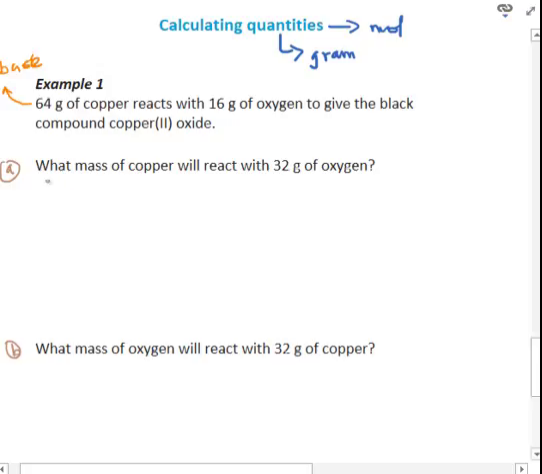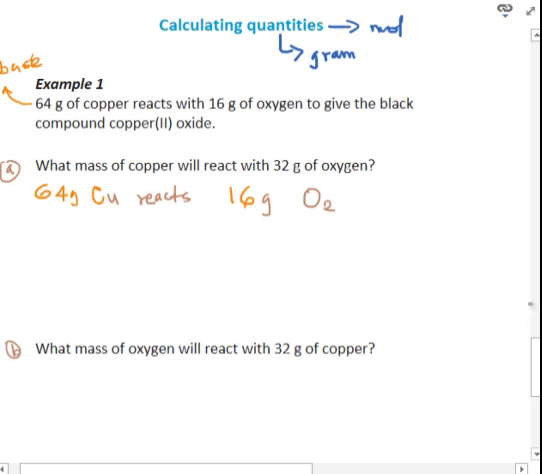So let's put this one again. This is 64 grams of copper, Cu, reacts with 16 grams of oxygen. So this is the information given. The question now says, what mass of copper will react with 32 grams of oxygen?